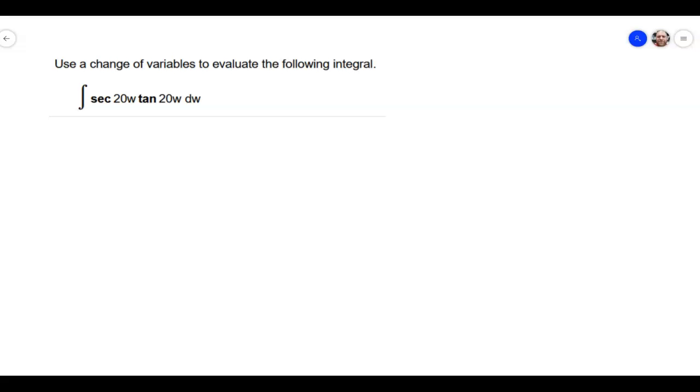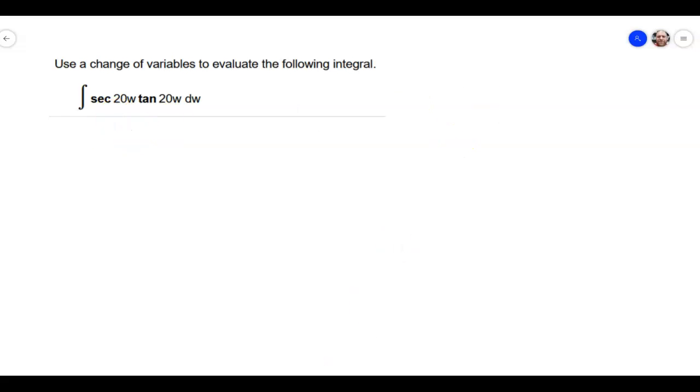This is on u substitution. This is number 17. It says use the change of variables to evaluate the following integral. And we have the indefinite integral of the secant of 20w times the tangent of 20w dw. So looking at this, remember, we're trying to find something that's going to make for a good antiderivative here.